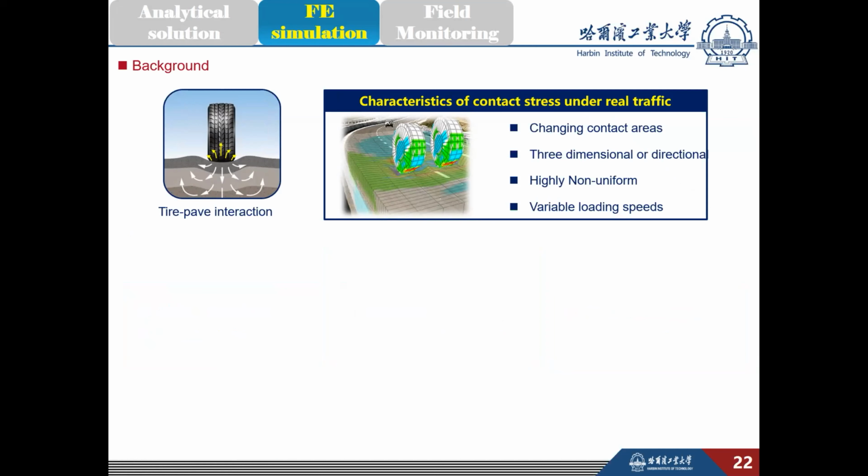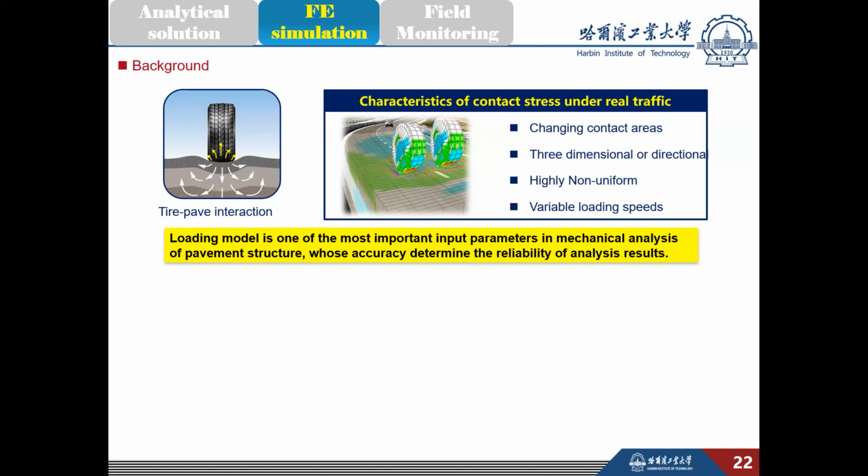Unlike the simplified loading distribution employed in analytical solutions, the real traffic loading is very complicated due to the interaction between the tire and the pavement. Some factors we have to consider: the changing contact areas, even for one tire on different pavement surfaces, the three-directional non-uniform distribution, and the variable loading speed caused by real-time traffic conditions. But it is almost impossible to measure three-directional contact stress in actual running states accurately.